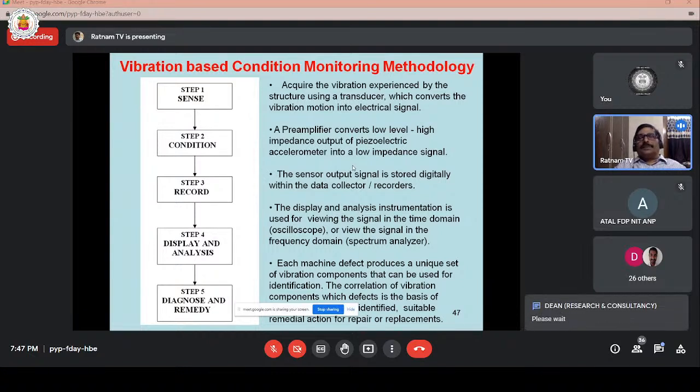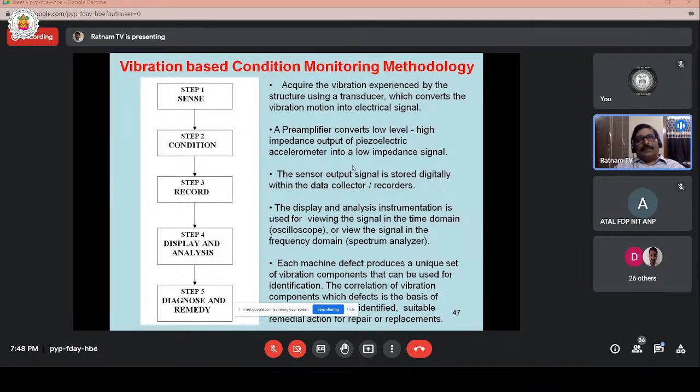The sensor output signal is stored digitally with a data collector. We have to record in a data collector, or earlier we used tape recorders. Now memory devices have come, and these data collectors hold a lot of data in the unit. Then display and analysis instrumentation is used for viewing the signal in the time domain or frequency domain. For the time domain, oscilloscope-like instruments can be used. For the frequency domain, FFT spectrum analyzers are used.